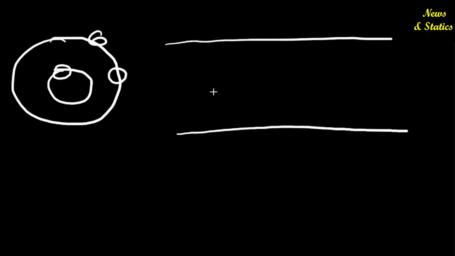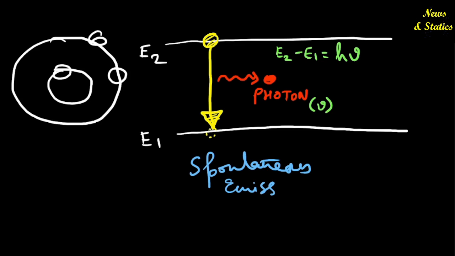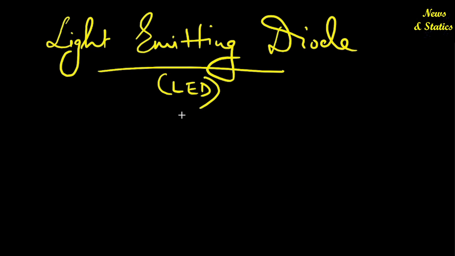We know electrons move in different energy levels. Let's consider two of them, E2 and E1. As soon as an electron moves from E2 down to E1, it releases a photon or light particle of frequency nu given by E2 minus E1 equal to h nu. This is called spontaneous emission, and the most famous device which uses this technology is LED or light emitting diode, which is nothing but a simple PN junction diode connected in forward bias.